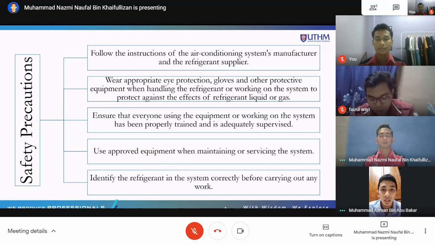Third, ensure that everyone using the equipment or working on the system has been properly trained and is adequately supervised. And then use approved equipment when maintaining or servicing the system. And lastly, identify the refrigerant in the system correctly before carrying out any work.